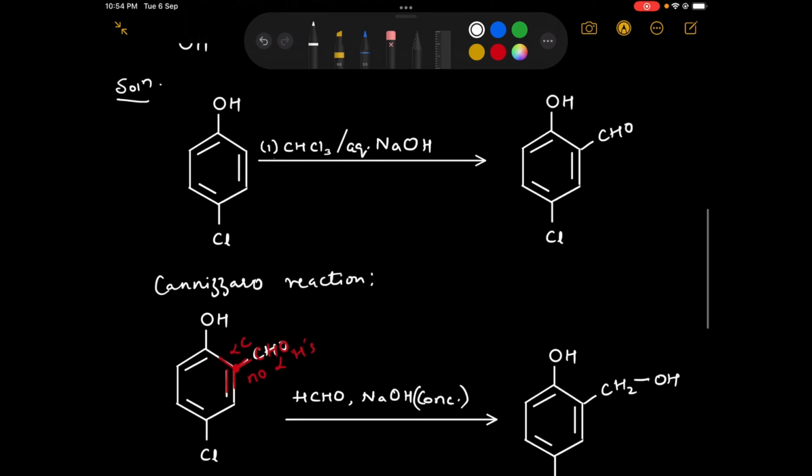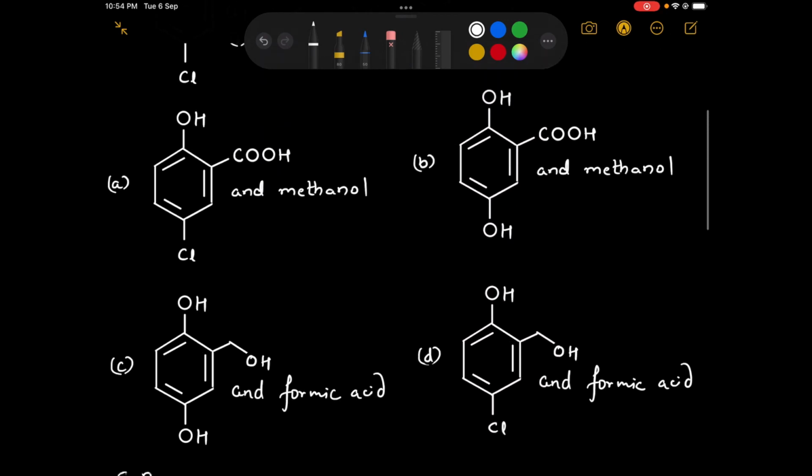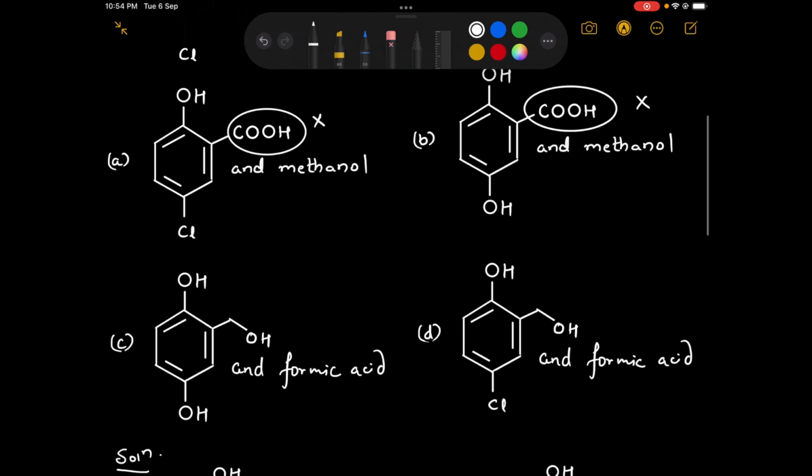So let's have a look at the options. See the first one. Here we are having a carboxylic group. So definitely this is not the answer. Again here also we are having the carboxylic group. Now in this case we have CH2OH and formic acid. But let's observe the other groups. OH, that is correct. But here we are having an OH group which is wrong. So the answer has to be option D, with OH at its position.